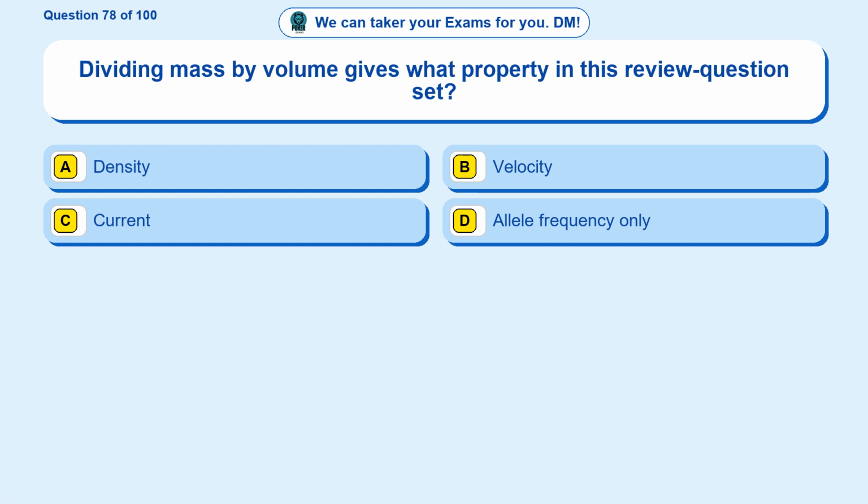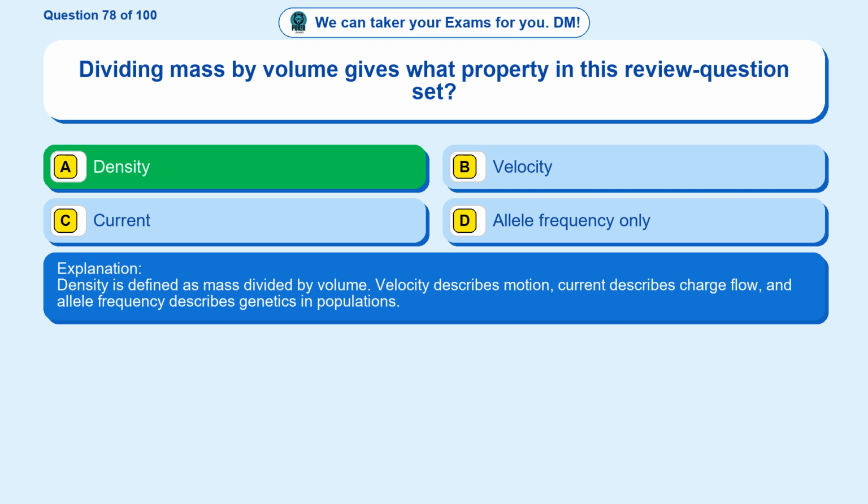Question 78. Dividing mass by volume gives what property in this review question set? Option A, density. Option B, velocity. Option C, current. Option D, allele frequency only. The correct answer is option A. Density. Density is defined as mass divided by volume. Velocity describes motion, current describes charge flow, and allele frequency describes genetics in populations.